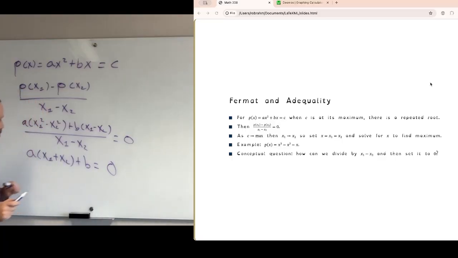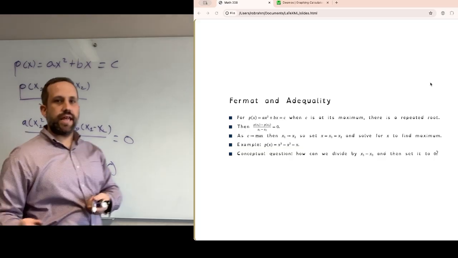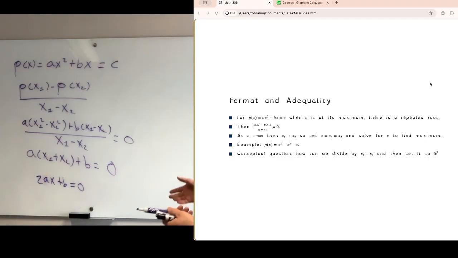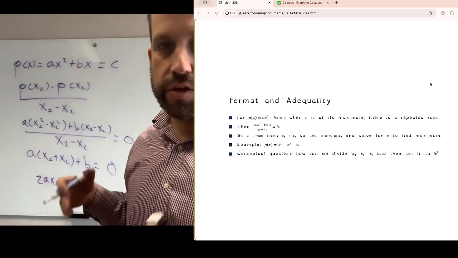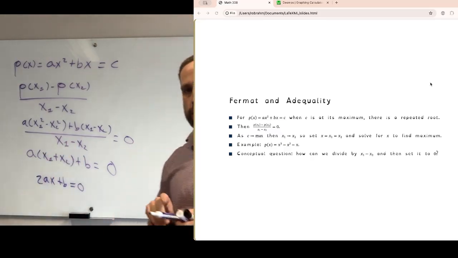So then if x1 and x2 are equal to each other, what this tells us is 2ax plus b is equal to 0. In other words, x is equal to minus b over 2a, which is exactly what we know to be the x value for the vertex of a polynomial like this. Okay, so that was what Fermat realized, but he realized that you can do this not just for a quadratic, but you can do this for any sort of polynomial.